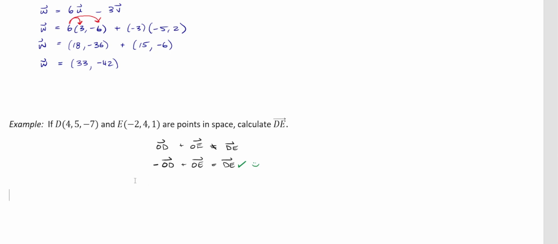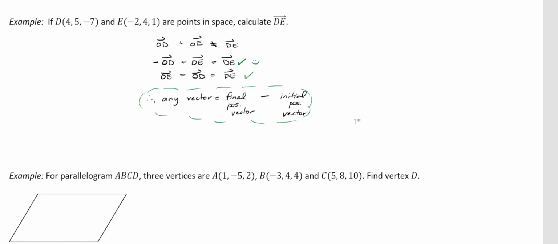Starting with a negative can be a bit jarring, so let's just rearrange it. So OE minus OD is equal to DE. And so we can come up with a general rule here. Any vector that we want to create with 2 points in space, we can say the final position vector, OE, minus the initial position vector, OD, will give me the vector between those 2 points in 3-space. Therefore, any vector is equal to the final position vector minus the initial position vector.